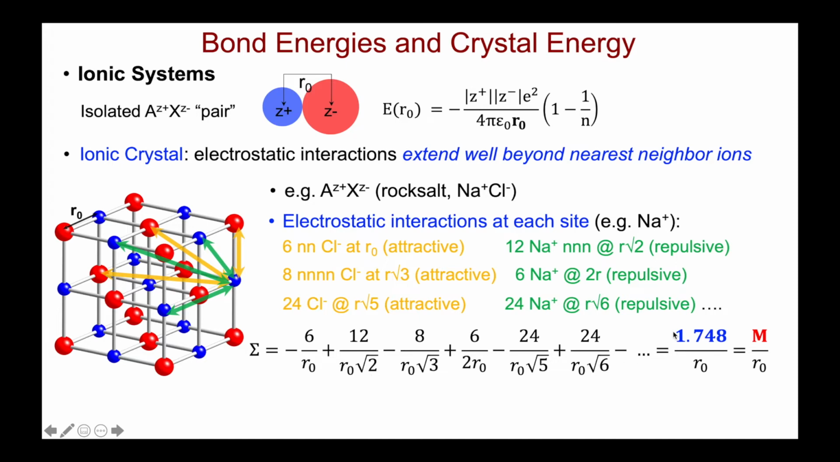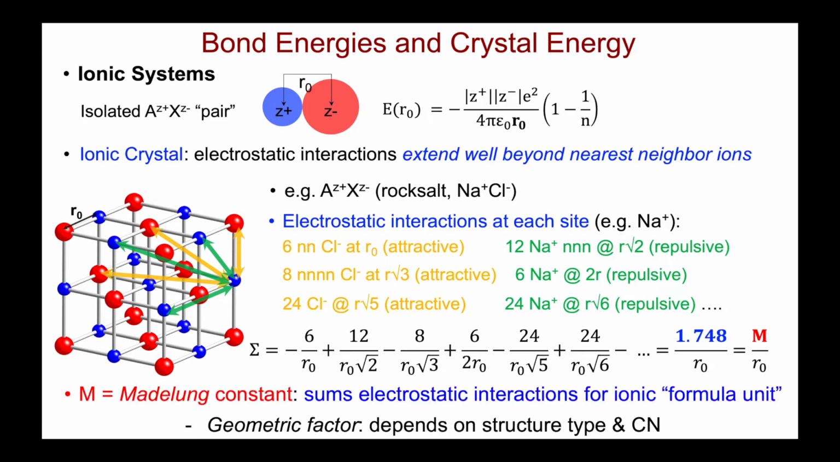And this sum is 1.748 for the sodium chloride crystal. And this is simply a geometric factor, and we call this M, the Madelung constant. It sums the overall electrostatic interactions in the crystal for the ionic pair, or as we should call it, the ionic formula unit. In this case, the NaCl formula unit. It's a geometric factor, and the value solely depends on the type of structure and therefore the coordination numbers of the cations and the anions. And as we just mentioned, for sodium chloride, this sum is 1.748.